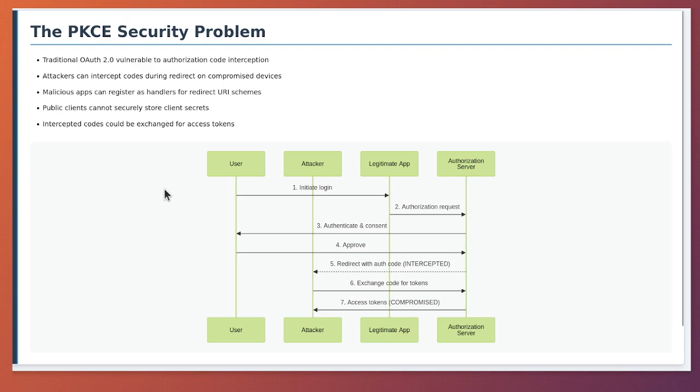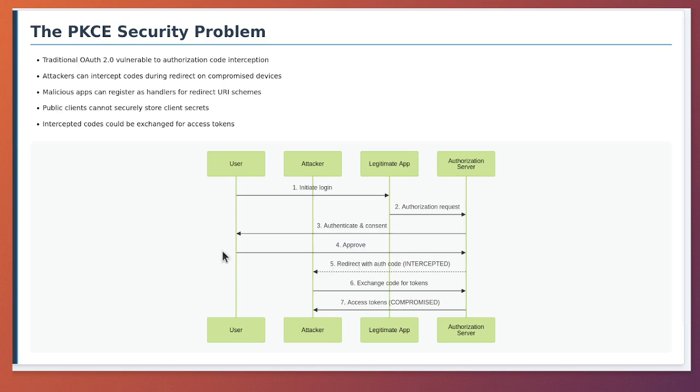In a typical OAuth 2.0 flow without PKCE, when a user wants to authenticate, the client application redirects them to the authorization server. After the user successfully authenticates and grants permission, the authorization server generates an authorization code and redirects the user back to the client application with this code included in the URL. Here is where the problem arises. This redirect happens through the user's browser or system browser on mobile devices.